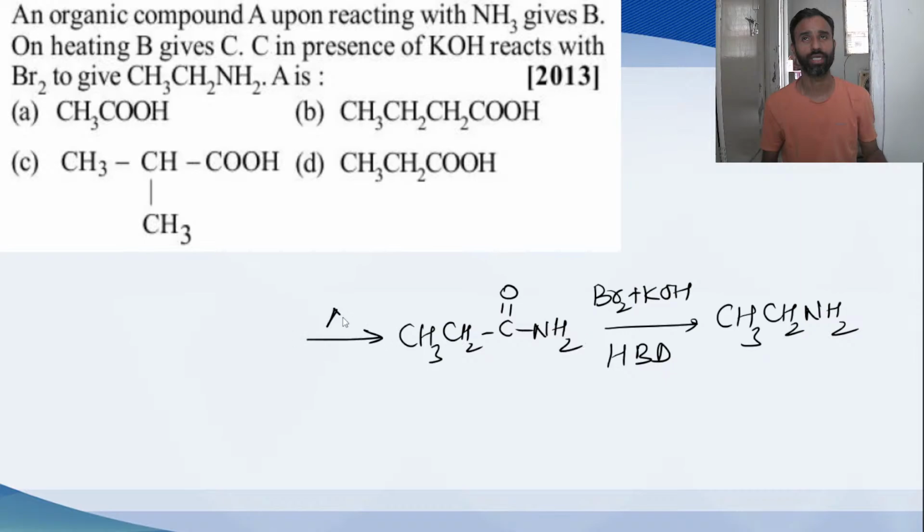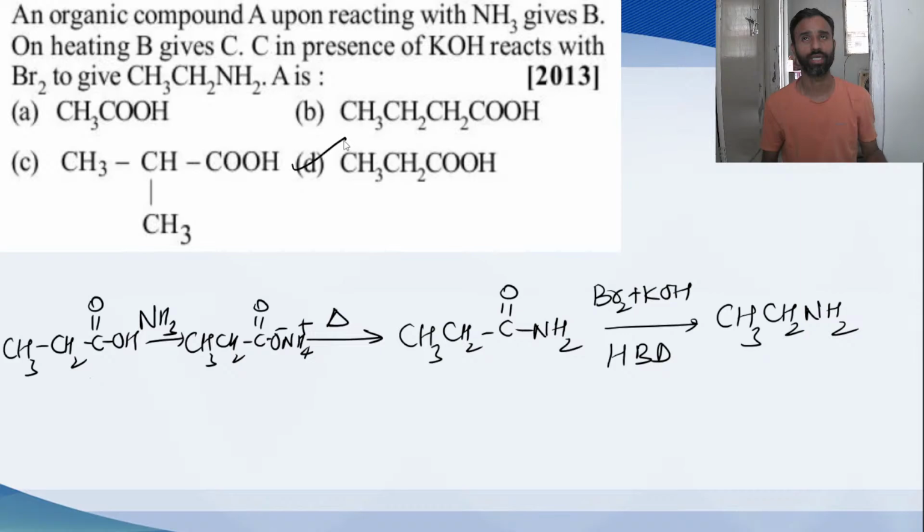Then, on heating, that means it is CH3CH2COOH. When it is treated with ammonia, an acid-base reaction takes place and we get the ammonium salt. On heating, it gives the amide, and on Hofmann bromamide degradation, we get this product. That means it is option number D.